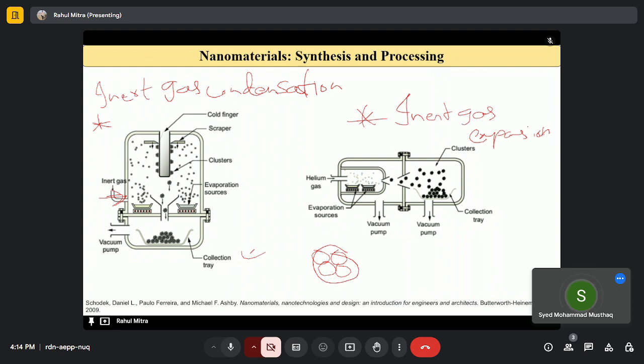The next process is inert gas expansion. It is the same as inert gas evaporation, where we have a boat, we heat it, and we have inert gas which acts as a ship, which takes this vapor to a colder region. They condense, we have clusters, and we form nanoparticles. These two processes are the same, but the only difference is that here we have an expansion. During expansion, we have less clustering when compared to inert gas condensation. So this process is used.